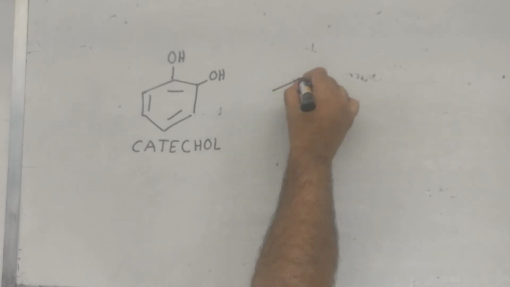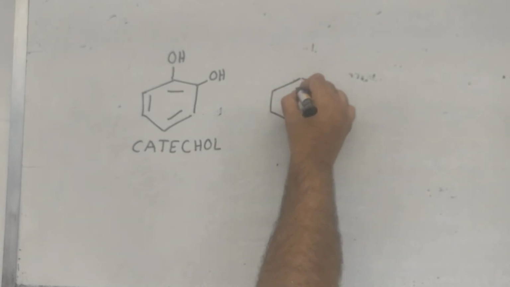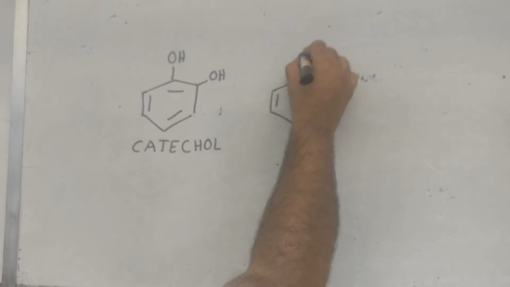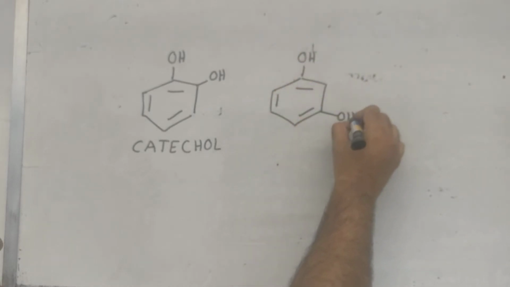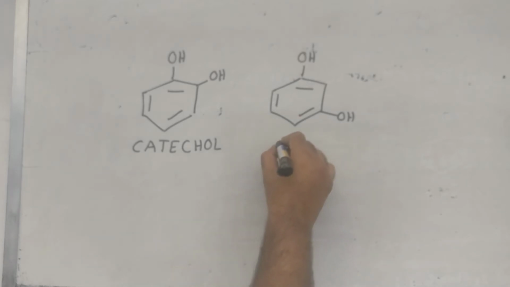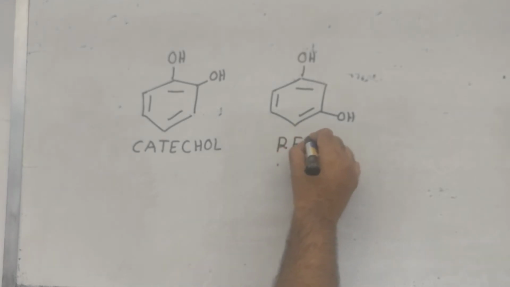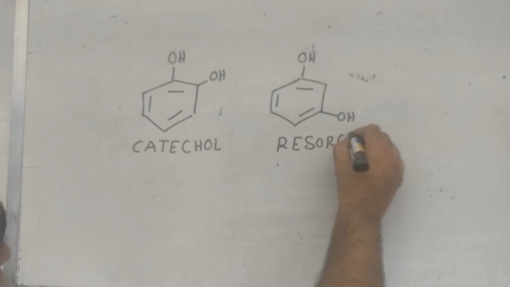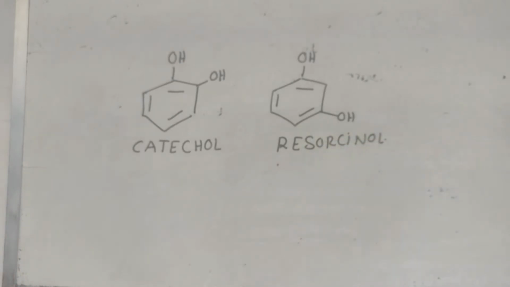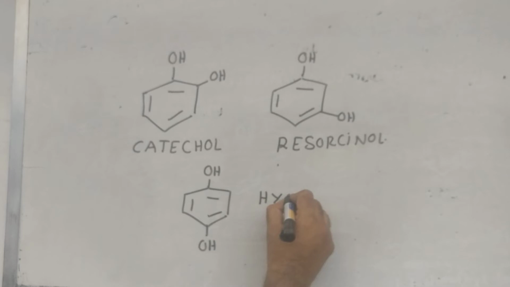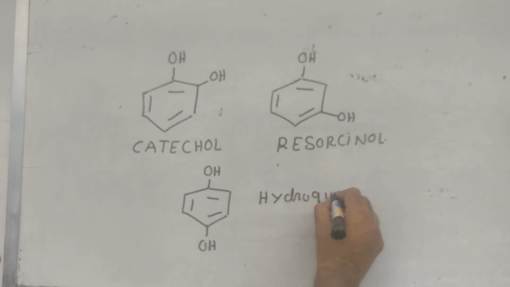We can have the OH groups at the meta position on benzene. This compound is commonly called resorcinol. And we can have the last one, the para one, in which it's like this. This is commonly called hydroquinone, or simply called quinone.